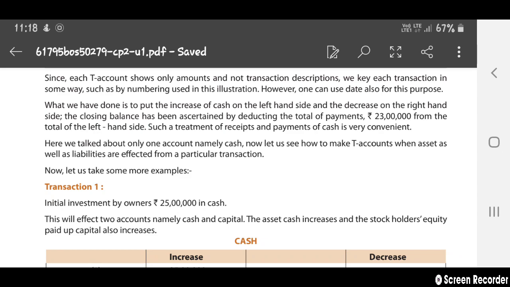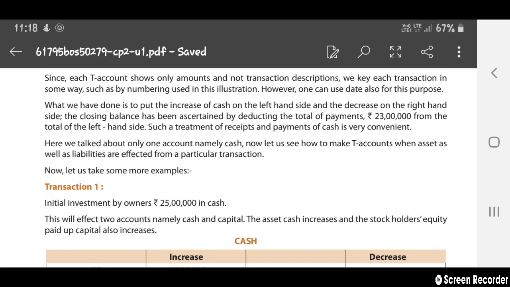What we have done is to put the increase of cash on the left hand side, and the decrease of cash on the right hand side, and the closing balance has been ascertained by deducting the total amount paid, that is 23 lakhs, from the total of the left hand side. Such a treatment of receipts and payments of cash is very convenient. So here we talk about only one account, namely cash.